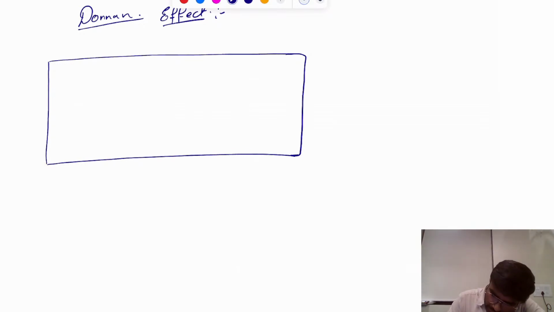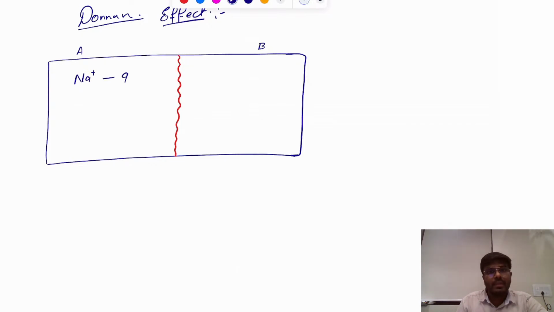Now here I am keeping one selectively permeable membrane. It is permeable to ions. Now here I am introducing an A side and a B side. On the A side, I am putting 9 sodium molecules. Here also I am keeping 9 sodium molecules. 9 sodium here, 9 sodium here.